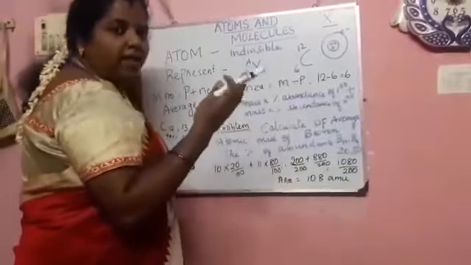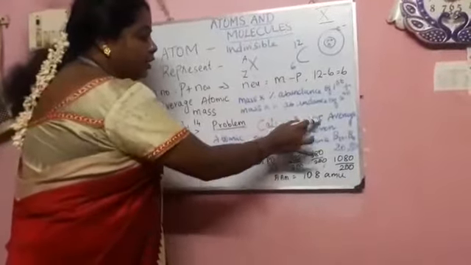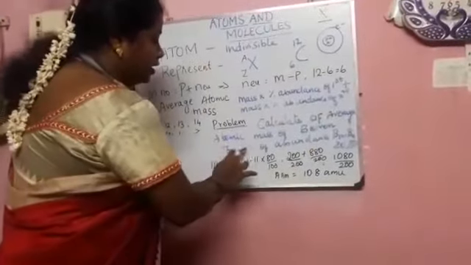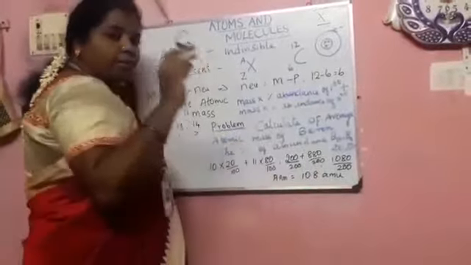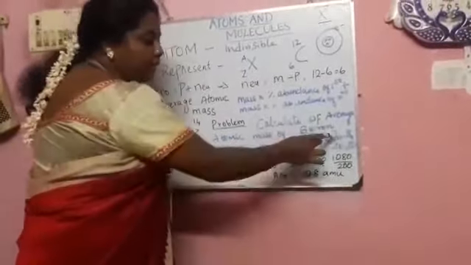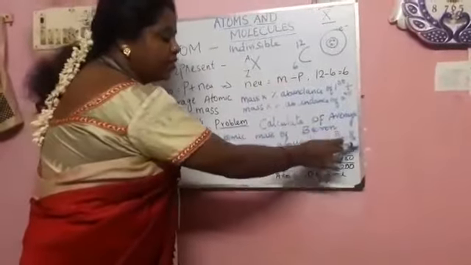This is the way they have given the problem for finding the average atomic mass. Calculate the average atomic mass of boron. The percentage of abundance of the isotopes of boron, B10 and B11: for B10 the percentage is 20 and for B11 the percentage is 80.